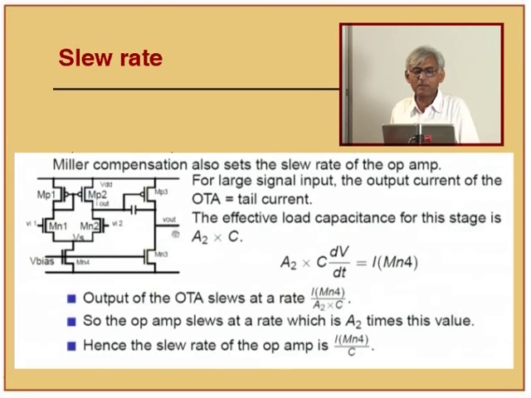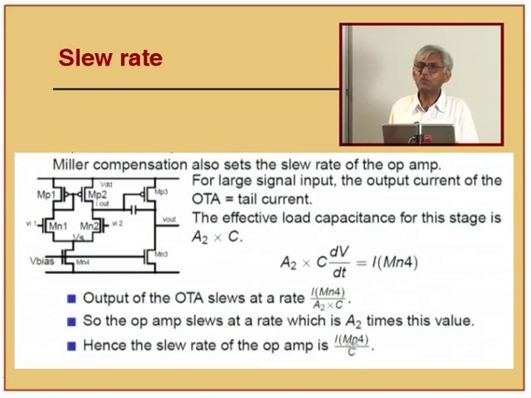But this dV by dt is multiplied by the gain of the second stage. Therefore, the dV by dt at this point is I divided by A2C into A2. Right? And finally, that is just I by C. Right? A2 cancels again from numerator and denominator. This part is clear? This total current is charging a capacitor which is C times A2. Therefore, C times A2 into dV by dt is the output current, IMN4. Therefore, dV by dt is IMN4 divided by A2C. That is the dV by dt at this point. This dV by dt is multiplied by the gain of this stage. So I divided by A2C into A2. So A2 cancels and you get I by C. Right? So that is what this is.